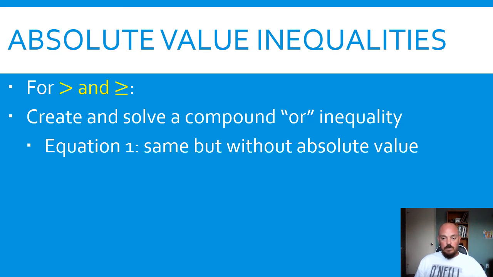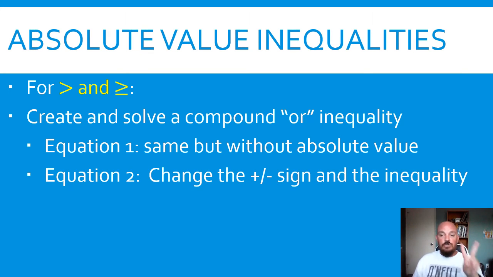So equation 1, recopy the problem but without the absolute value. That's always going to be your first one. Very simple. Now for equation number 2, you're going to change 2 things. You're going to change the positive negative sign on the number, just like we did before. The last example I had a 17 on one end and a negative 17 on the other. You're going to take that number, change it to negative, but you're also going to flip the inequality. So that greater than turns into less than, or the greater than or equal to turns into less than or equal to. So let's do an example of that, then we'll be all set for today.